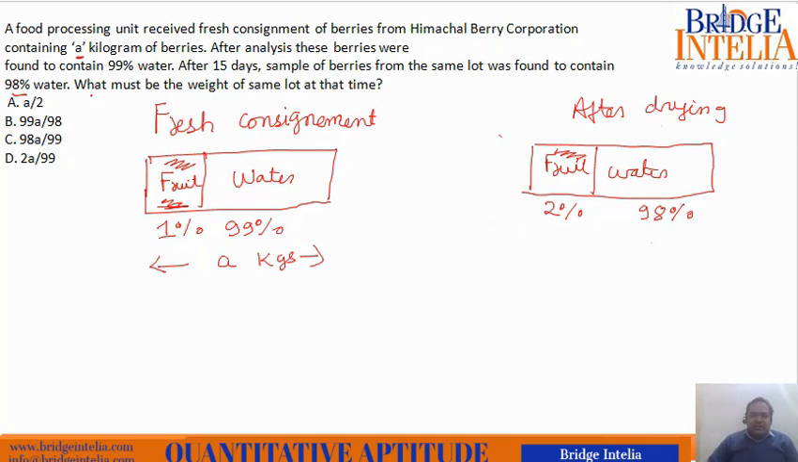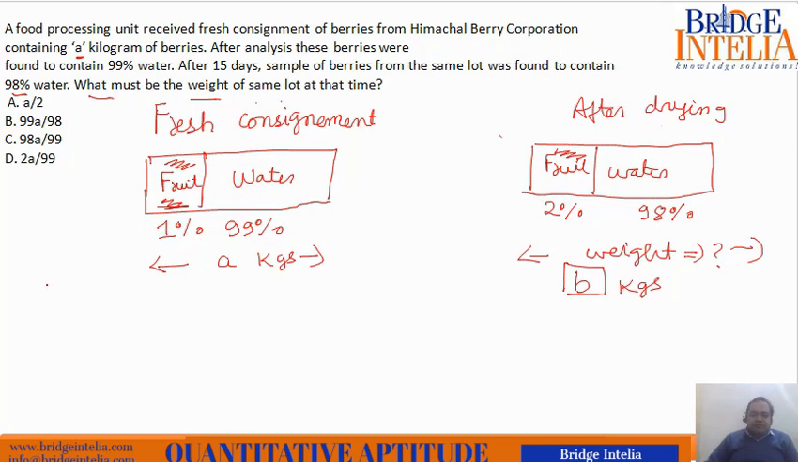The question is, what must be the weight of the same lot at this time? Here we want to understand what the weight is now as per the given information. Let the weight be equal to B kgs. So we have to express B in terms of A.